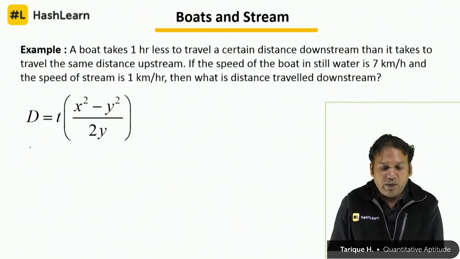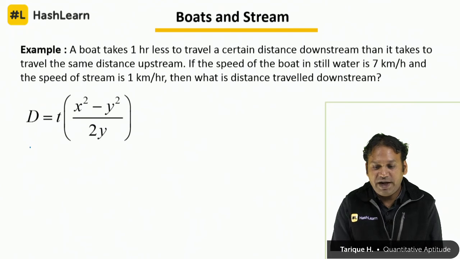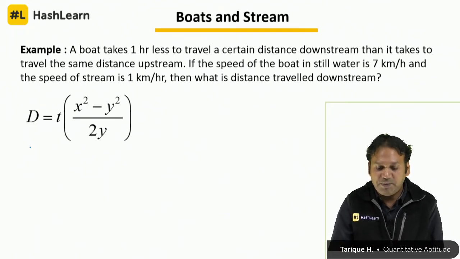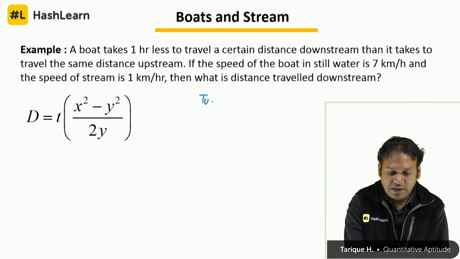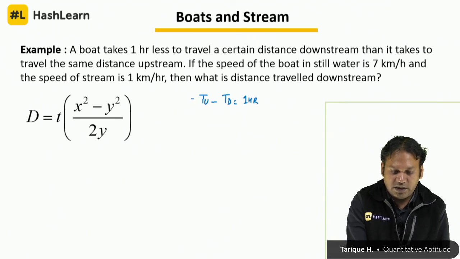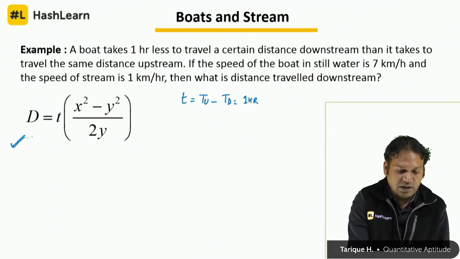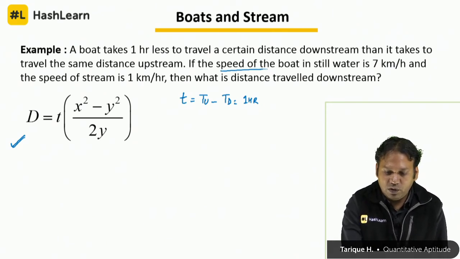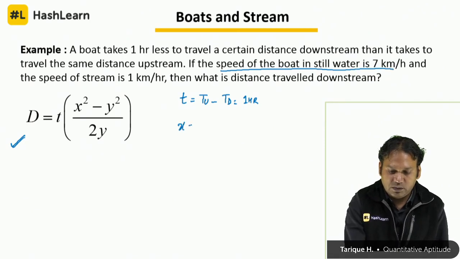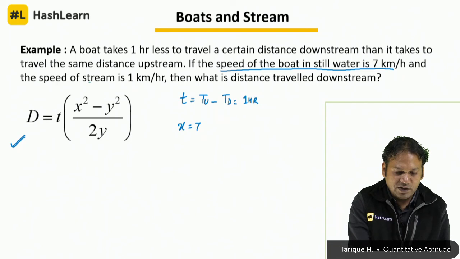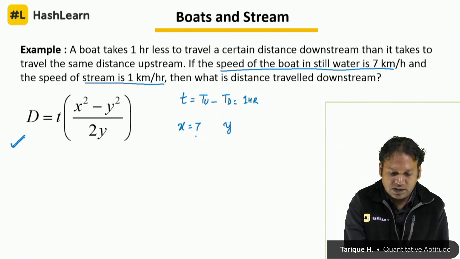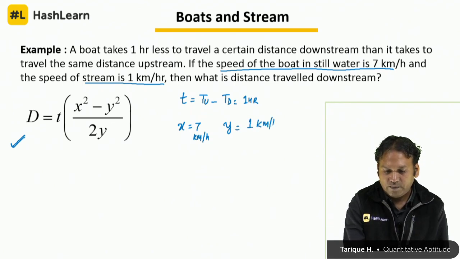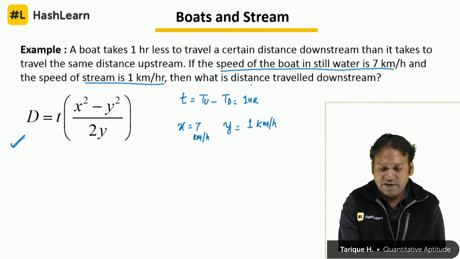A boat takes 1 hour less to travel a certain distance downstream than it takes to travel the same distance upstream. That means time taken to go upstream minus downstream is equal to 1 hour. This is your t. In the formula, this is your t, the difference between upstream and downstream. If speed of the boat in still water is 7 kilometers per hour, x equals 7, and speed of the stream is 1 kilometer per hour, y equals 1, then what is the distance travelled downstream?